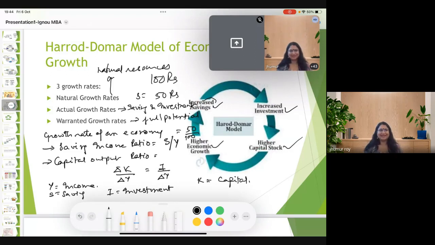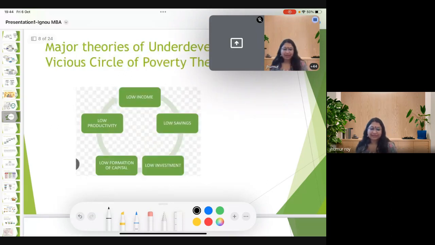Okay, fine. So I go to the next one. The next one is, I think all of us would have heard about it, because it's a very important concept: the vicious circle of poverty. Sometimes what happens is we continuously keep going round and round, and we are not able to break the flow. It is very difficult for us to break this circle.